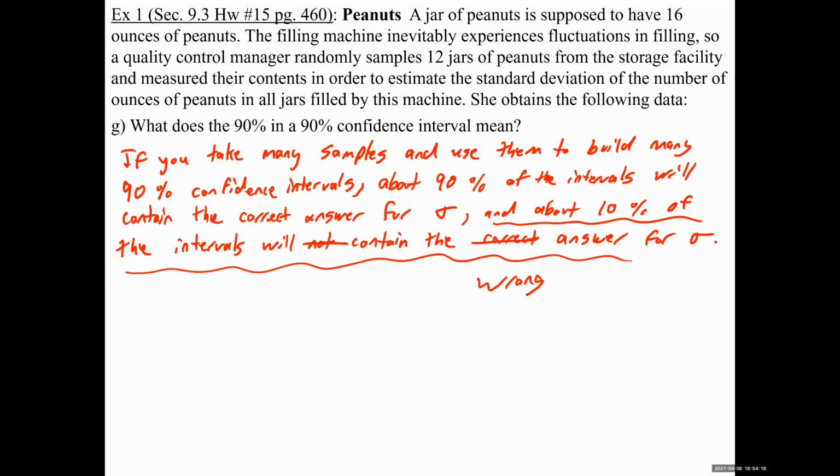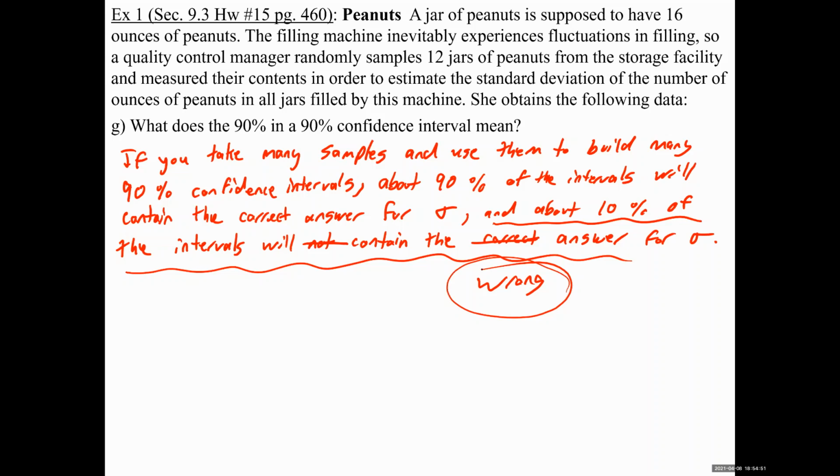Don't write "will contain the wrong answer." Every interval contains wrong answers. Intervals have lots of answers, and only one number could be what sigma is or P or whatever. So I don't want you to write the wrong answer, okay? Every single interval will have wrong answers in there. The question is, is the right answer captured in there? So about 90% will have the correct answer, and about 10% will not have the correct answer, okay? Make sure you write it like that. Don't write "will have the wrong answer," because like I said, every interval will have the wrong answer.